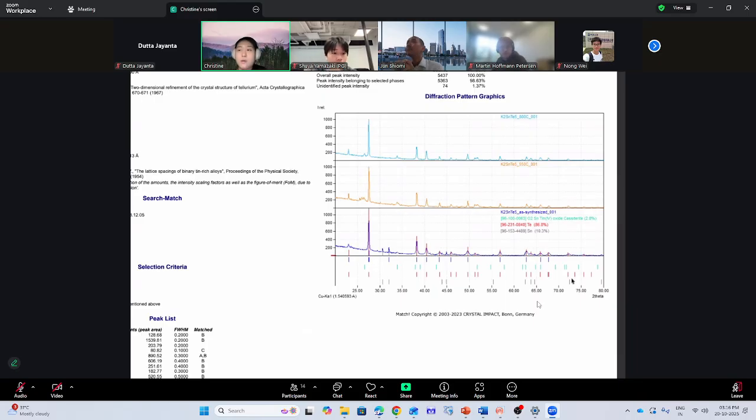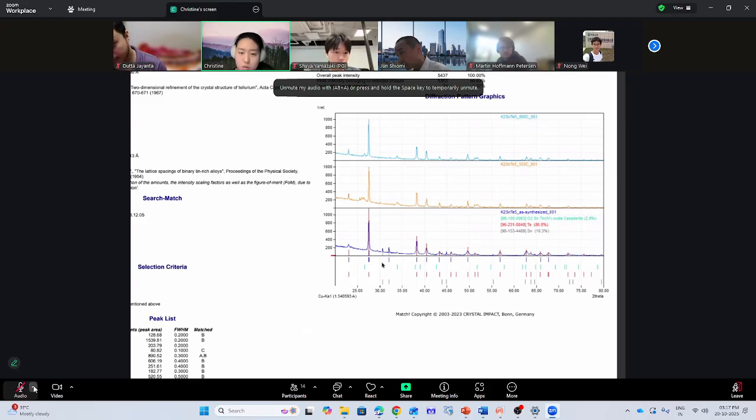When we see the generated XRD graph from the Materials Project, it seems like it kind of deviates from the pattern, and we don't have the CIF files, so I don't know how to verify the results at the moment.